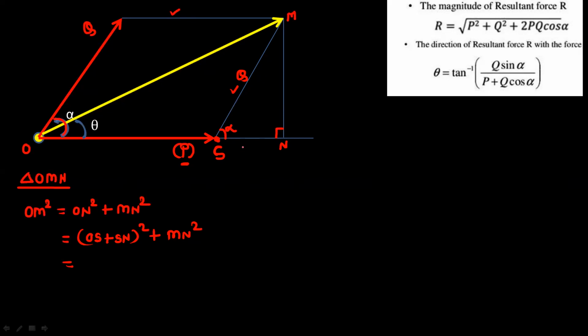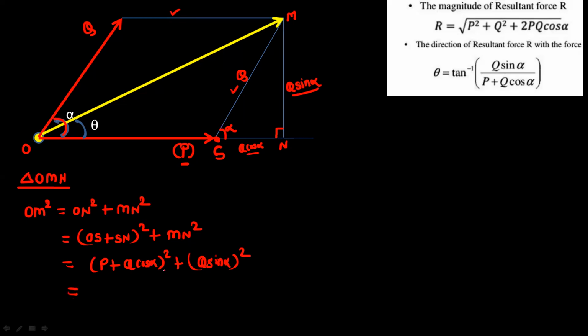So SN is equal to Q cos alpha. If you use trigonometry, this is the adjacent side, and MN, this side, is the opposite side. So it is Q sin alpha. OS is nothing but the force P, and SN is nothing but Q cos alpha, whole square, plus what is MN? MN means this side, which is equal to Q sin alpha. So it is Q sin alpha whole square.